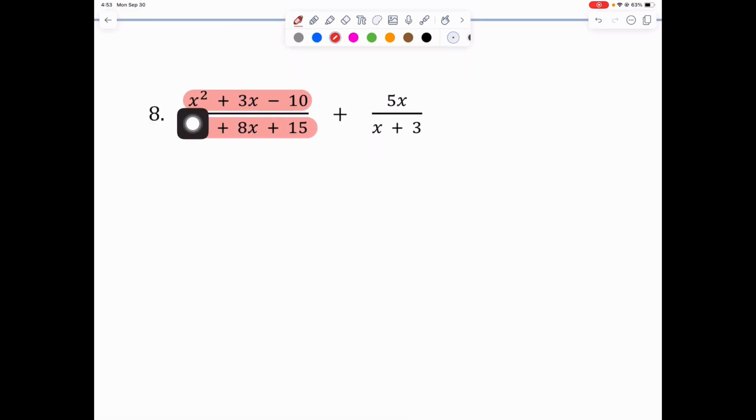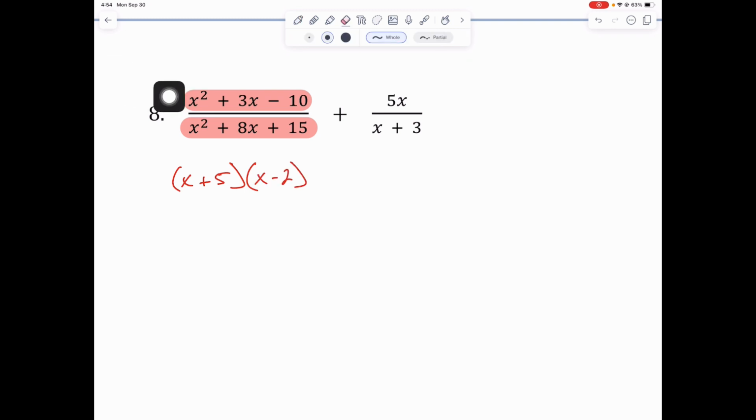All right, let's factor x squared plus 3x minus 10. We need the factors of negative 10. So when multiplied, get us to negative 10. And when combined, get us to plus 3. Well, 1 and 10 aren't going to work. How about a 5 and a negative 2? So x plus 5 times x minus 2 is equal to our quadratic right there.